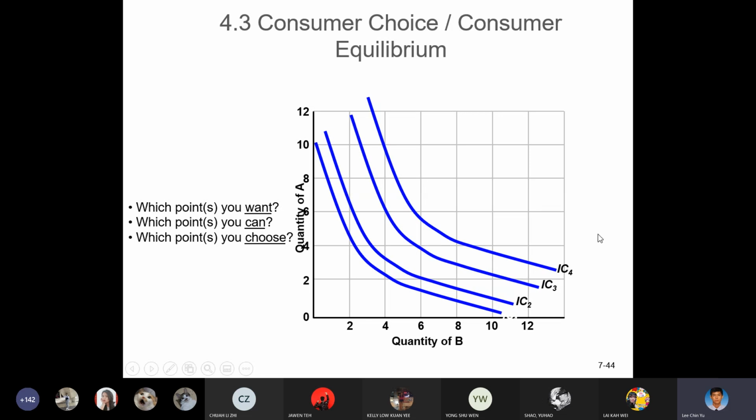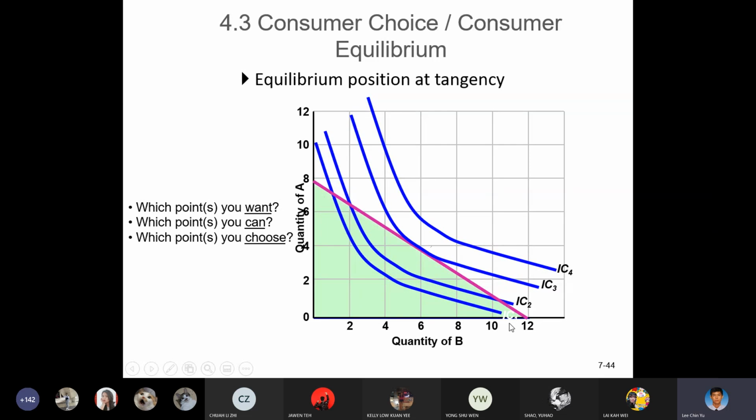We have a lot, but we have limited income. We must remember we have limited income. Over here, indifference curve 4 is much more preferred compared to indifference curve 1, because you can consume more goods in terms of A and B. Sure, you prefer indifference curve 4. But because we have limited income, we need to consider. For example, our income is like this only.